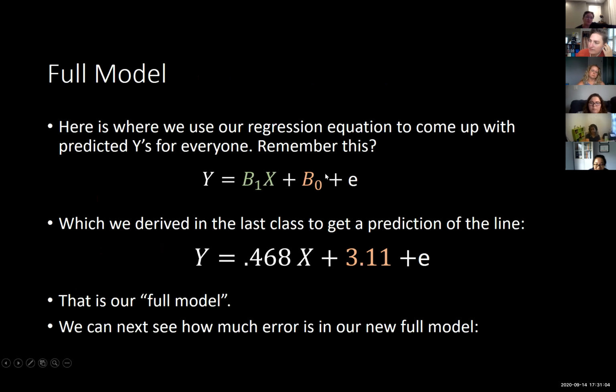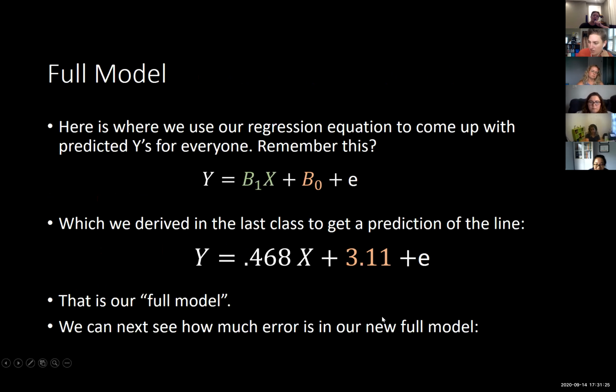If you remember this guy, which you should because we just went over it for the first hour of class, we derived it to be this. We have 0.468x plus 0.311 plus error. So this is our full model. This is what we get when we run a regression with these data. Our x variable is number of years of experience, and our y is the number of publications.